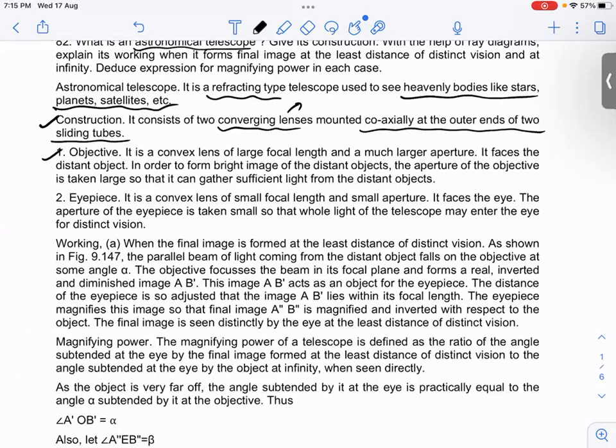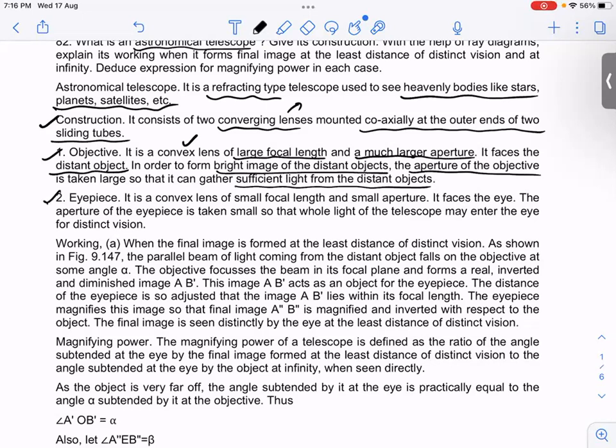Okay. So the objective here is a convex lens. If you see the compound microscope, there also we have an objective that is a convex lens, but of smaller focal length. Here it is a convex lens of large focal length and a much larger aperture. It is the one which faces the distant object. In order to form a bright image of the distant object, the aperture of the objective lens is taken slightly large so that it allows more light to pass through it. The more the aperture, the more light passes through, and the more the brightness.